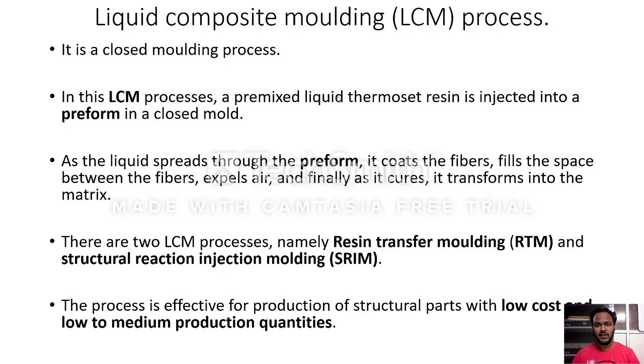Liquid composite is a term. Under this, there are two processes: one is resin transfer molding and another is structural reaction injection molding. The process is effective for production of structural parts with low cost and low to medium production quantities. In today's discussion, we will see resin transfer molding, which is the example for preform molding.